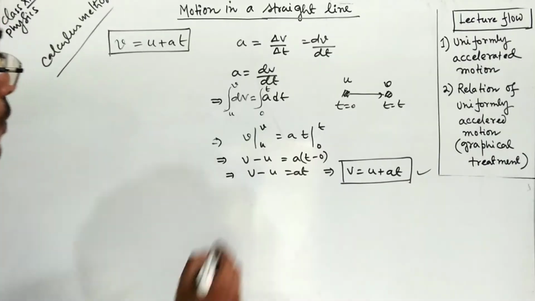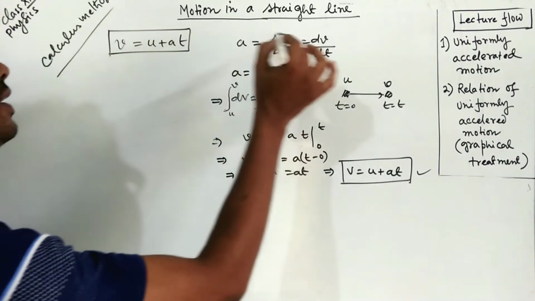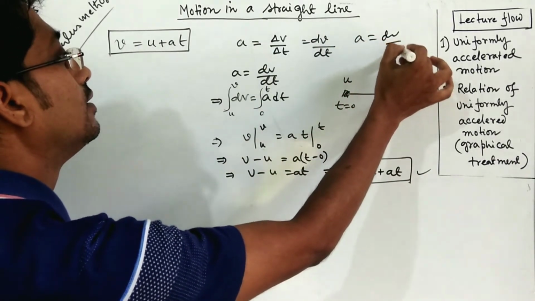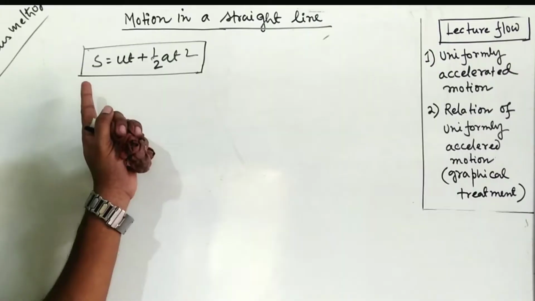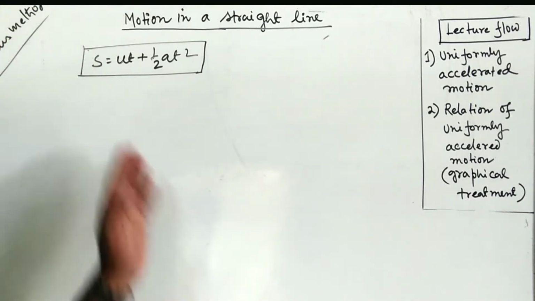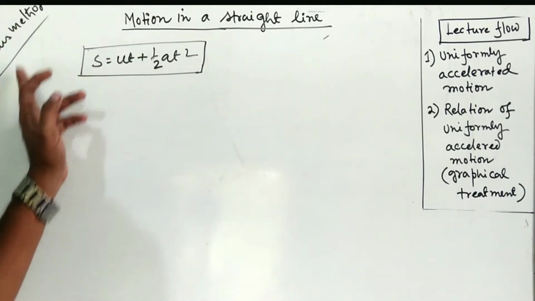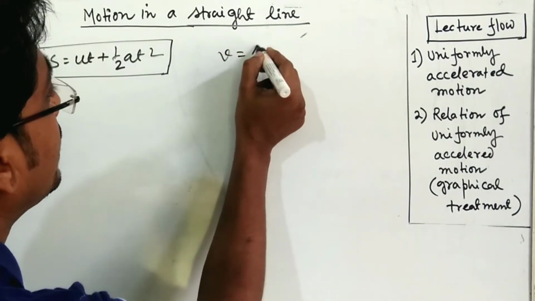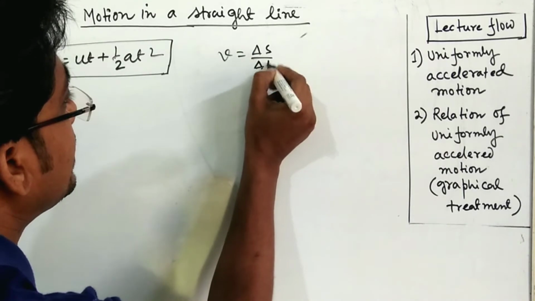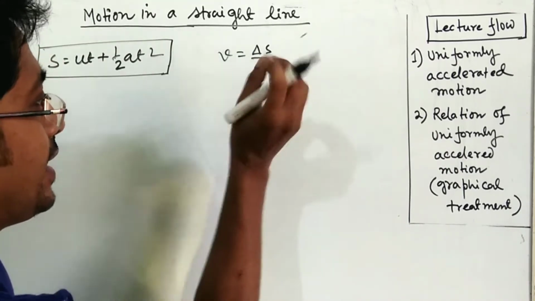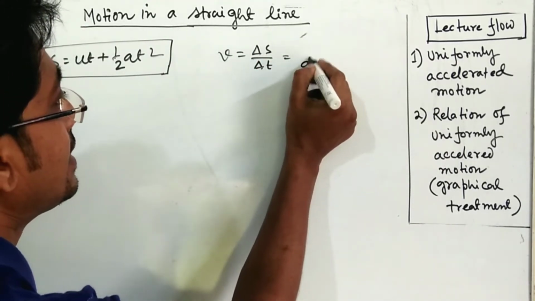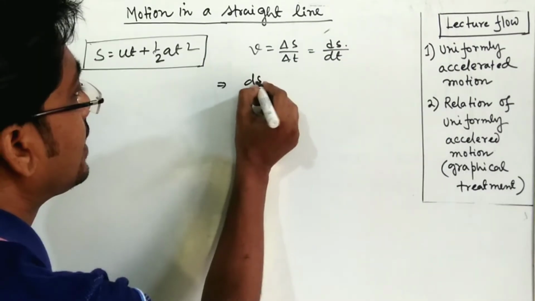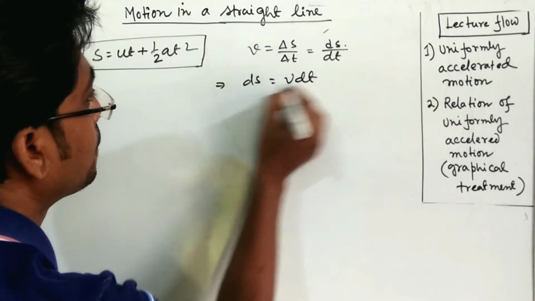Okay, so if you want to deduce this formula, you have to remember this formula: a is equal to dv by dt. If you want to deduce the formula s is equal to ut plus half at square according to the calculus method, then you have to take v is equal to delta s by delta t. If delta t is very small, then we can take it as dt, and then it will be ds by dt. Okay, ds is equal to v dt.